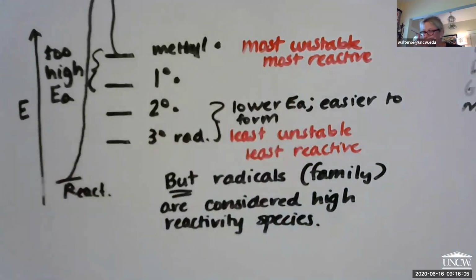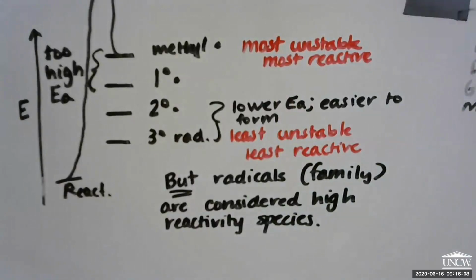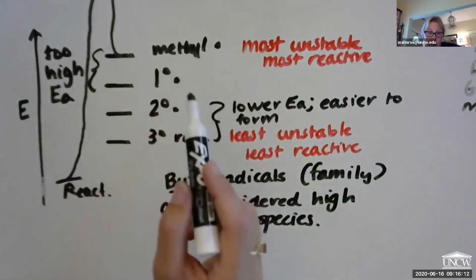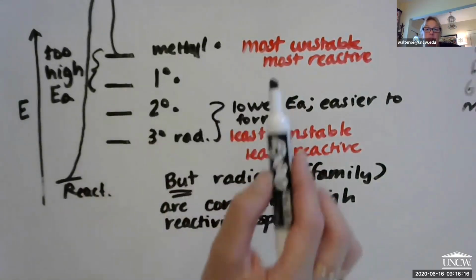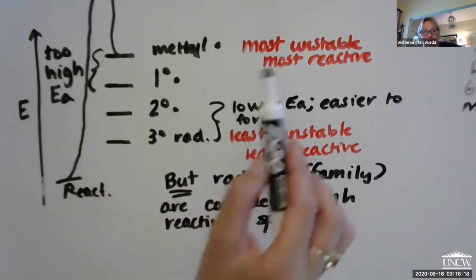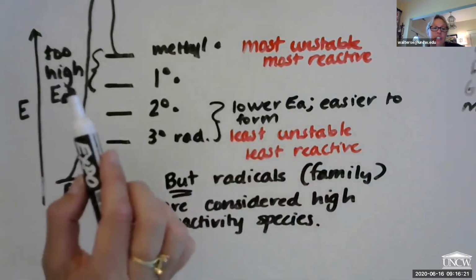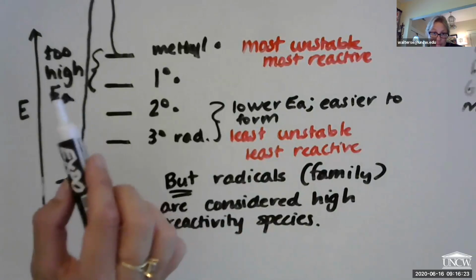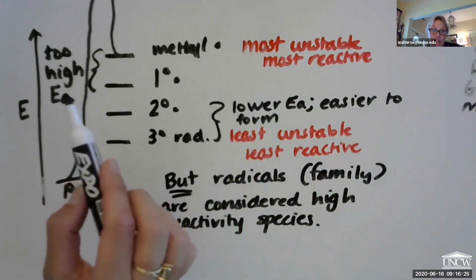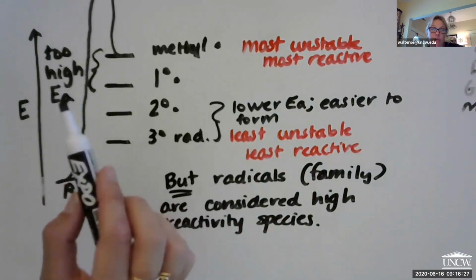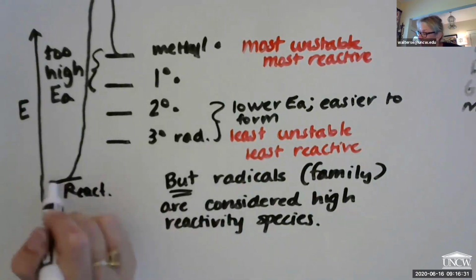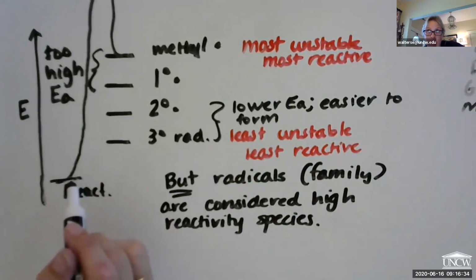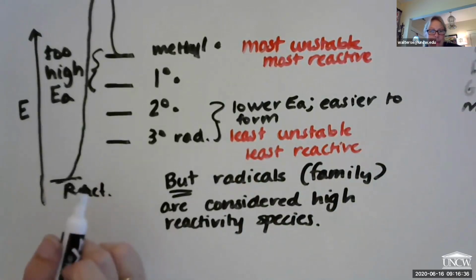Does that make sense, Karen? Yeah, that really helps me understand the order of things. And the same thing would be true with carbocations. A methyl carbocation would be the most reactive carbocation. However, the activation energy is so high, you're going to have a hard time making it. So it ends up being almost like a moot point, because you can't make it. So its reactivity kind of doesn't matter.